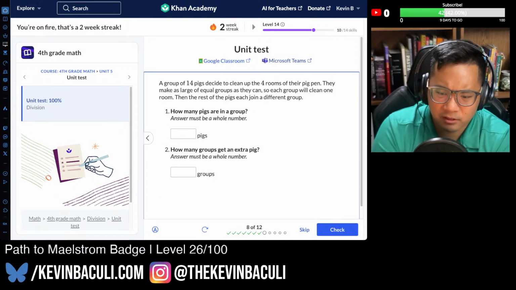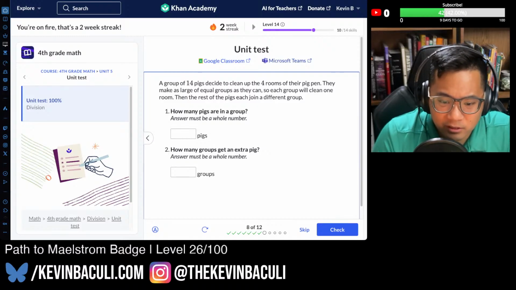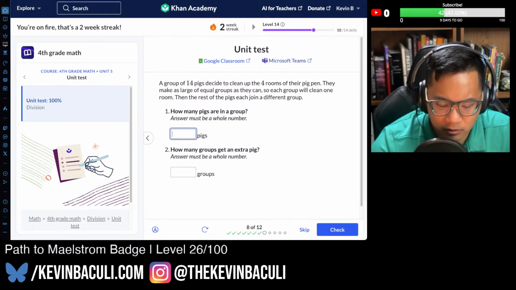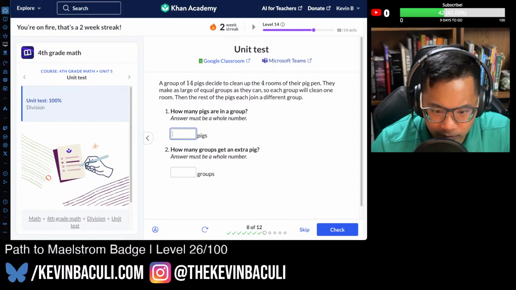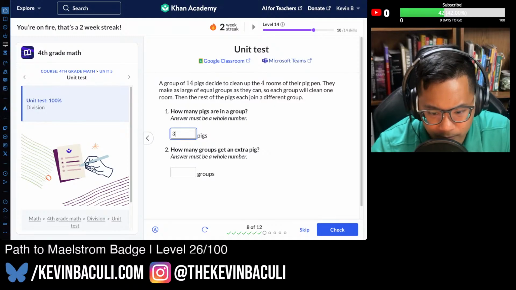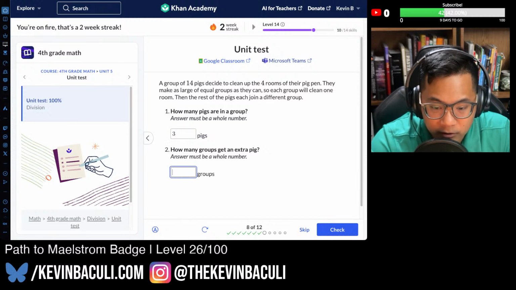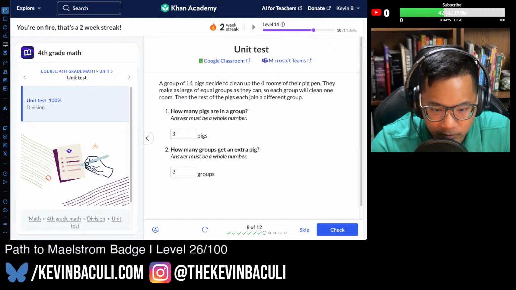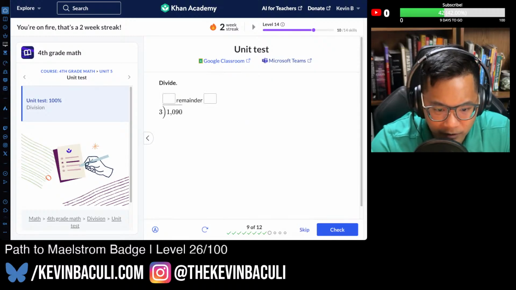A group of 14 pigs decide to clean up 4 rooms in their pig pen. They make as large of equal groups as they can. So, how many pigs will be in a group? 12. They make as large groups as they can to clean up. 2 groups. How many pigs are in a group? Yeah. Divide.